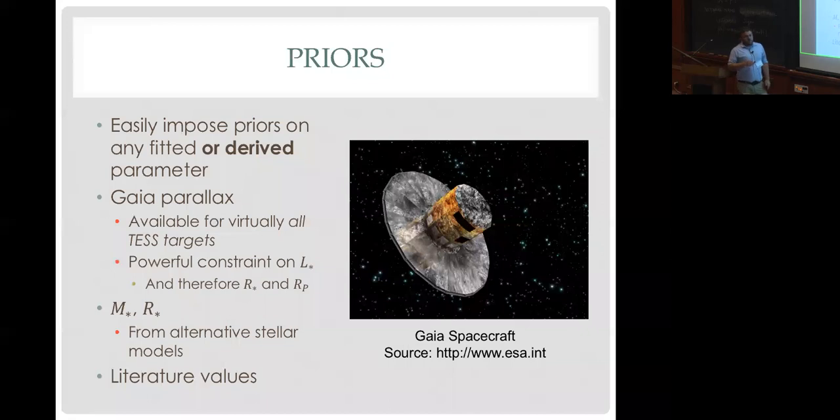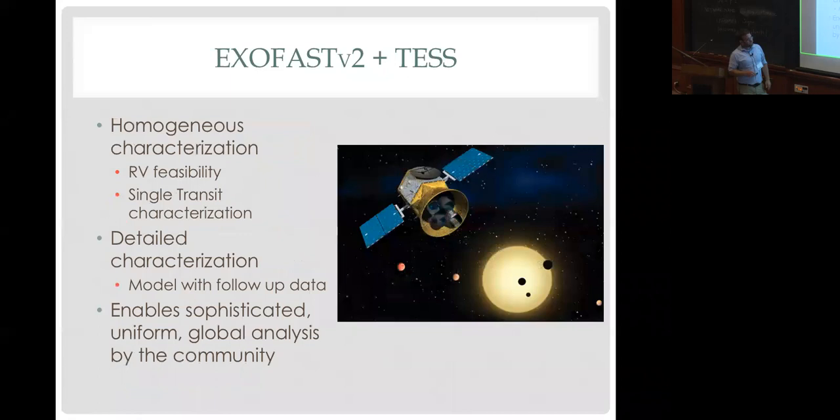Another thing you can do is apply priors on any fitted or derived quantity. The biggest use case I can think of for this is a Gaia parallax. It fits the distance, so if you put a prior on the parallax, it will then constrain the distance that it fits. If you don't like the MIST stellar isochrones for some reason, you can put a prior directly on the mass and radius of the star and ignore any of the stellar physics that I've got in there. Or if you have literature values that you want to include directly, you can do that.